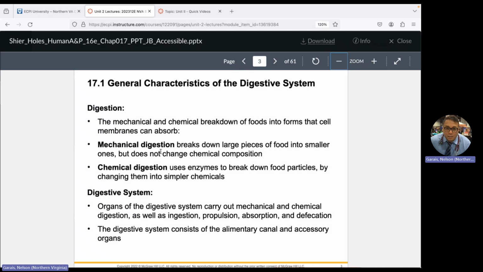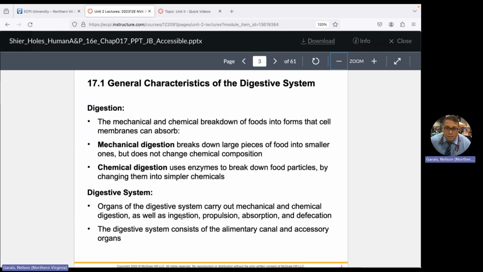But chemical digestion uses enzymes, and we know that what enzymes do to the substrate is change it. An example would be a lipase. Lipase will change lipid into fatty acids and triglycerides. And then there are other lipases that break down fatty acids and triglycerides even more so.